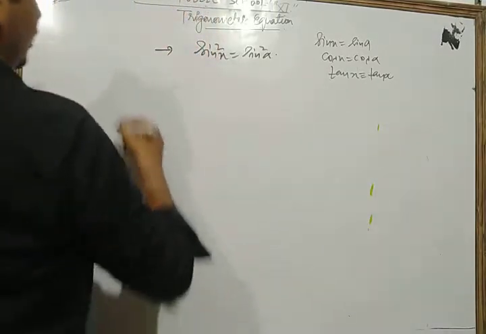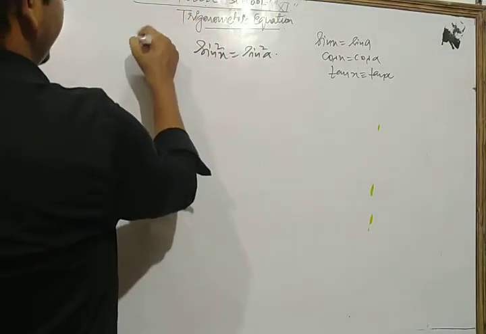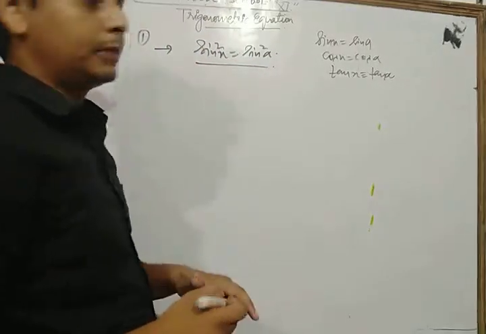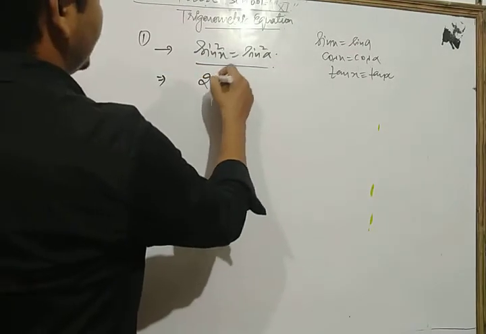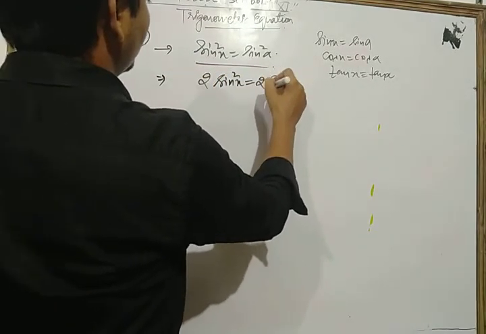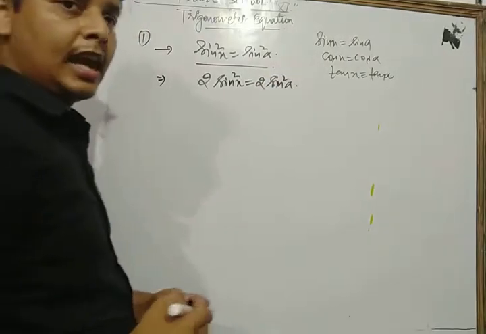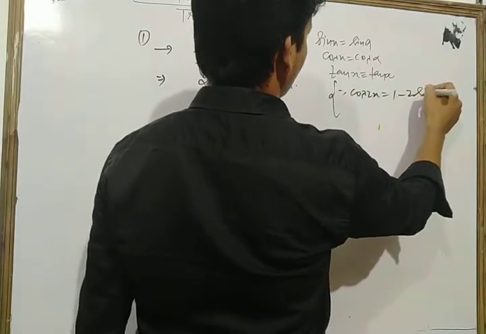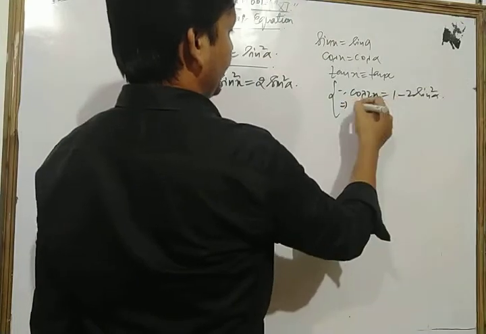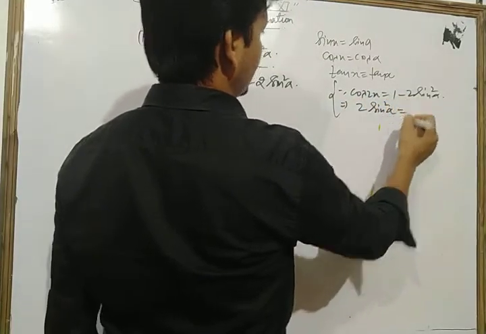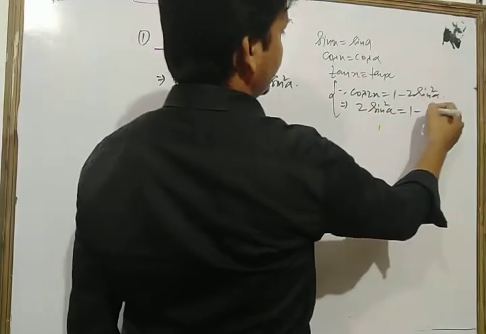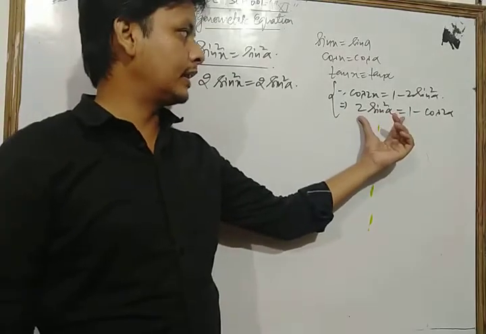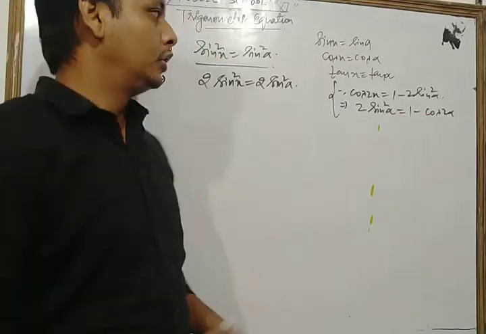This is the first type of trigonometric equation, of the form sin square x = sin square alpha. First we multiply both sides by 2. Then 2 sin square x = 2 sin square alpha. We know the formula for cos 2 alpha is 1 minus 2 sin square alpha. So we can write 2 sin square alpha as 1 minus cos 2 alpha.